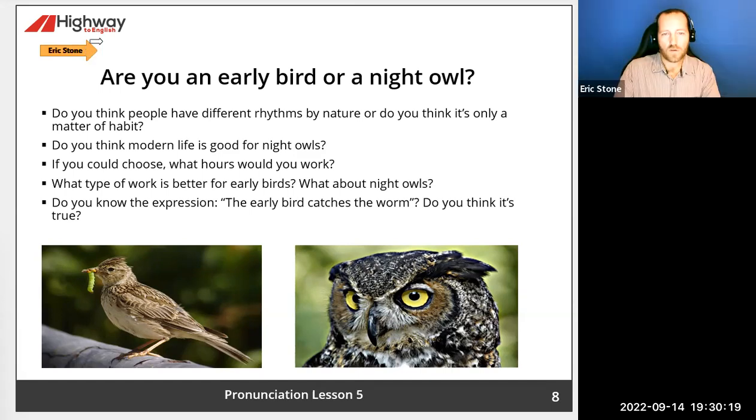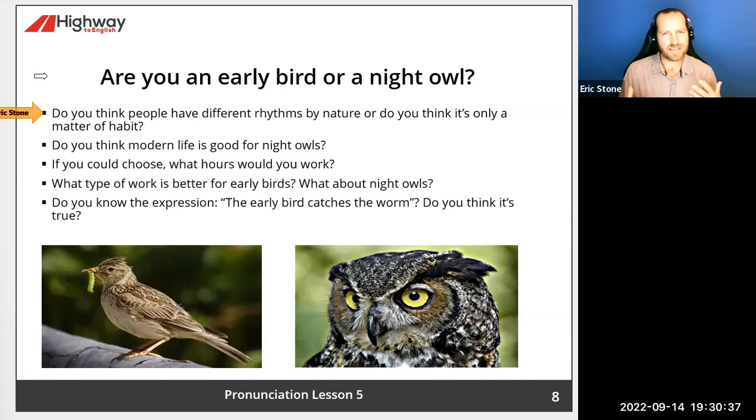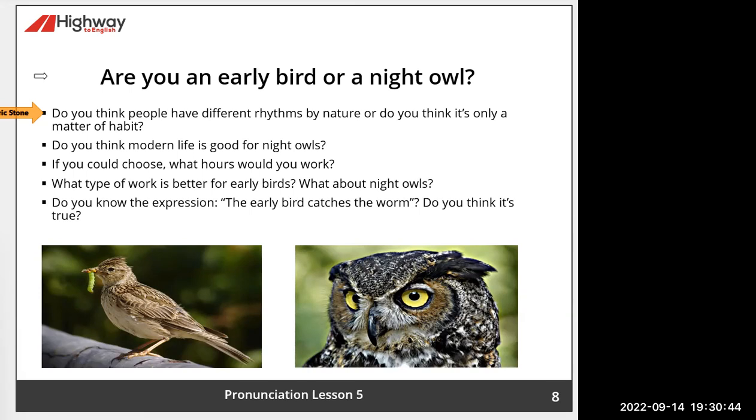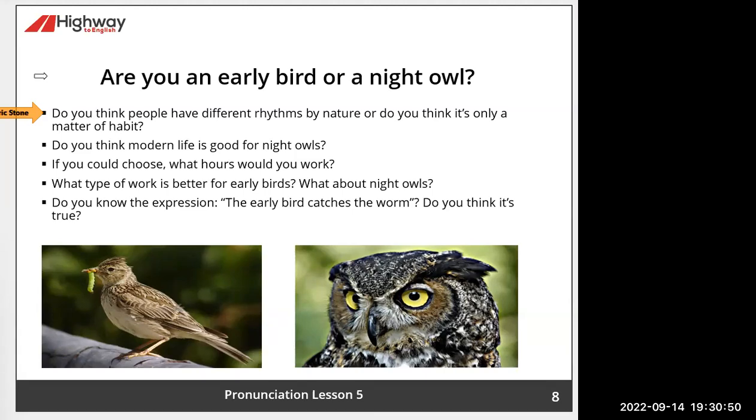So do you think that's because of nature, that you're a night owl, or do you think it's because of your habit? Oh, difficult one. Do you think that you're a night owl by nature or because of your habits? I think it's by nature. I love to work at night. Okay, you feel more comfortable working at night. Yeah. Ah, okay, all right.